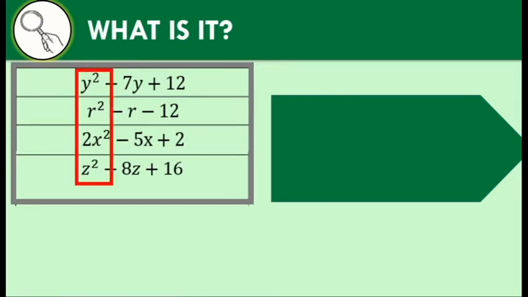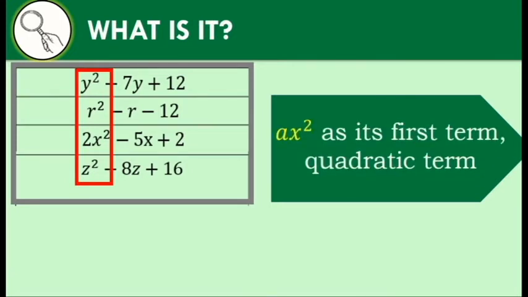Now observe that these show the following components. Look at the first term of the trinomials. What do you observe? It follows ax squared, wherein your first term is considered a quadratic term. The highest degree is 2 of your variable. So here, the first term of the first answer is y squared, the variable y with the degree of 2. Same with the second, third, and fourth. They differ in the variable. Second is r, third variable is x, and for our last example, the variable is z.